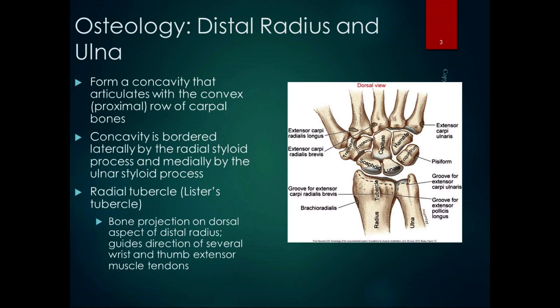So there's a tubercle, which is very palpable. That's the nice thing about the wrist and hand. Just about everything is palpable. Kind of like the feet and ankle.